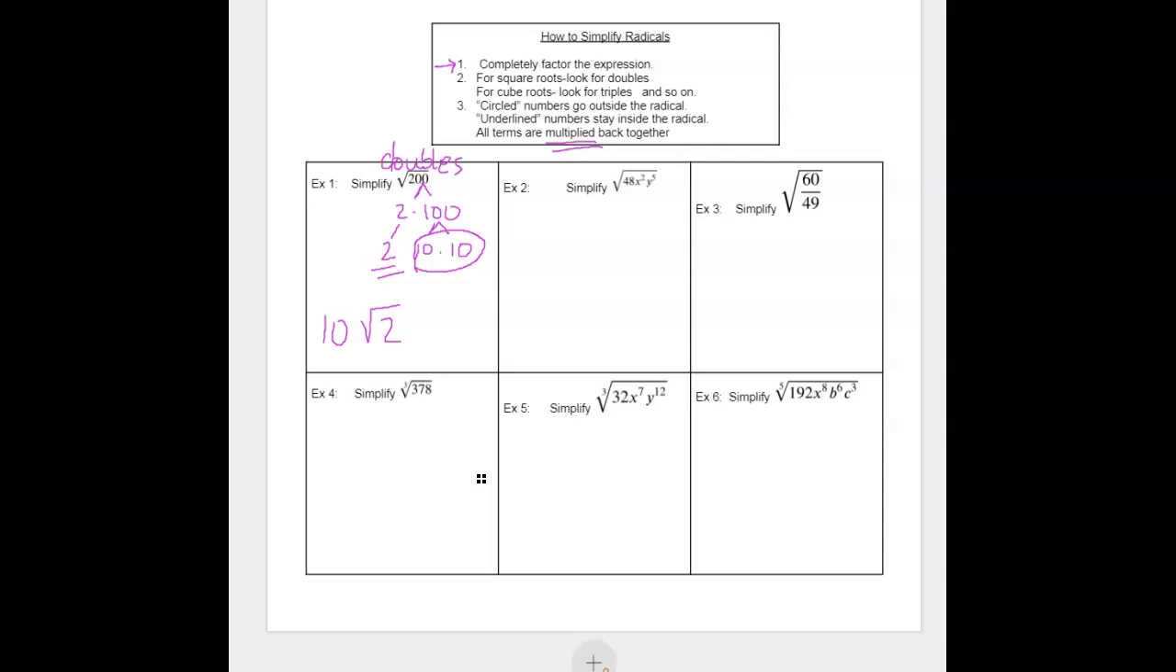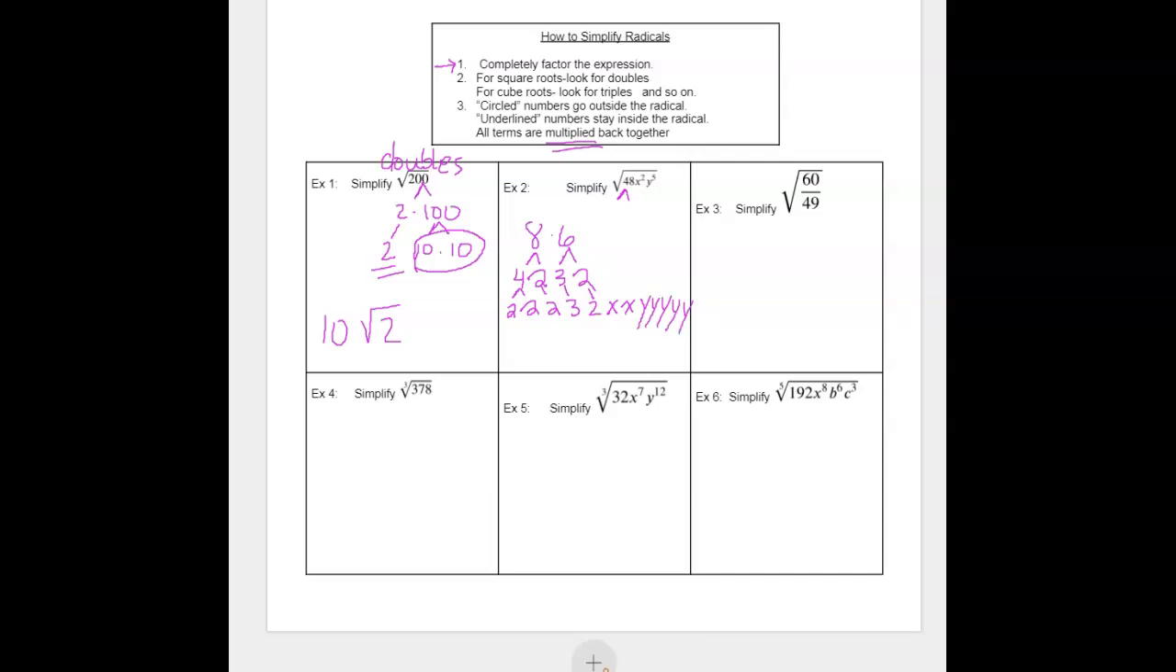All right, so 48, we're going to break that down. A lot of students will do 8 times 6. 8 is 4 times 2. 6 is 3 times 2. And then I can break down the 4. So 2 times 2. And I like to bring everything down just so I don't forget anything. The x's, until you know the shortcut, you can just write it out. It doesn't take that long. And then 5 y's. 1, 2, 3, 4, 5.